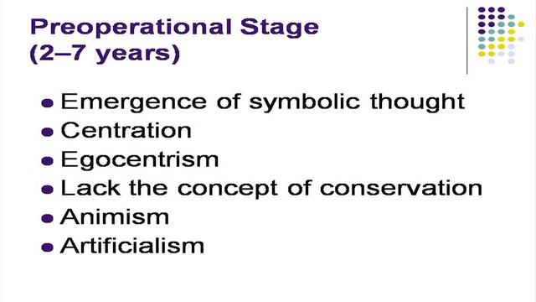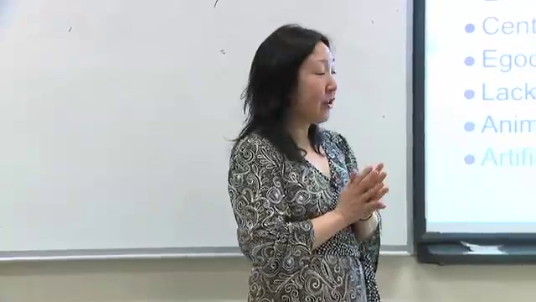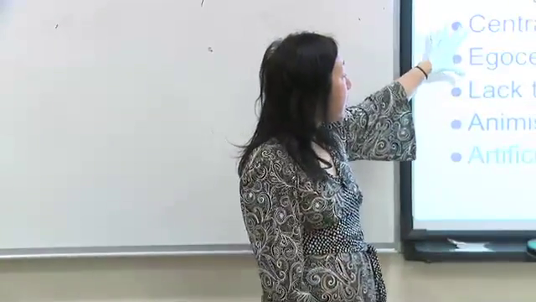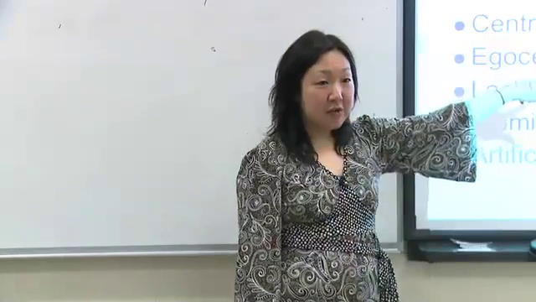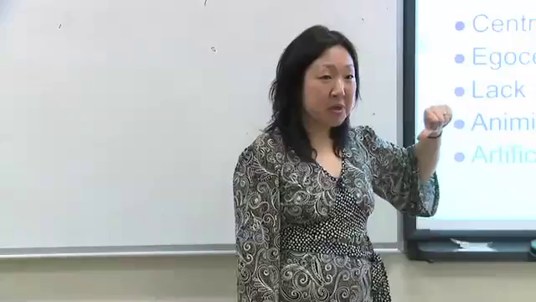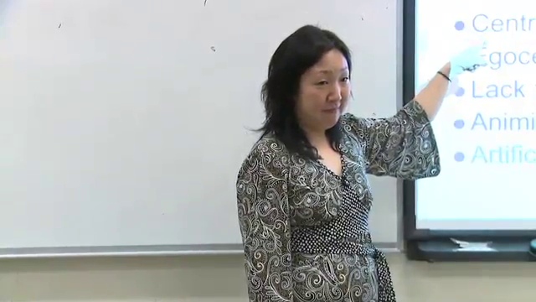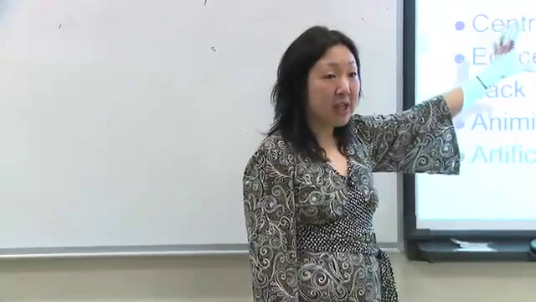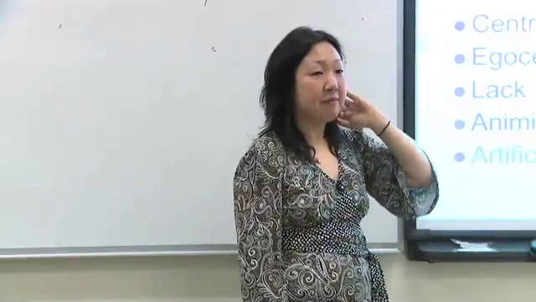Then the second stage is called pre-operational stage. That's the emergence of symbolic thought, centration, egocentrism, lack of the concept of conservation, animism, and artificialism. So what is centration, guys? Can you guess? It's a similar meaning to egocentrism, but it's different. You know what egocentrism is, right? It's me, me, me, right? So what is centration? You said it's the opposite? No, it's similar, but it's slightly different. Can you tell me the difference? It's just about one thing.